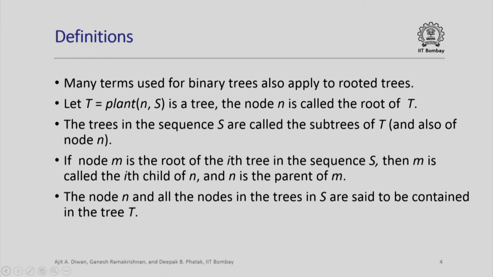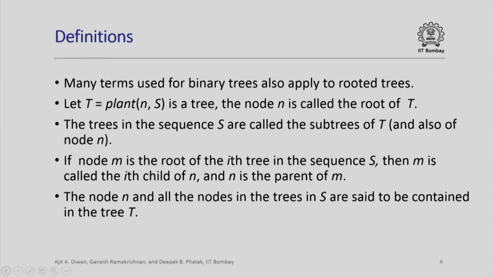So if you have a tree which is plant n comma S, the node n is called the root of the tree. The trees in the sequence S are also rooted trees. They are called the subtrees of T and also of the node n. Now in this case, a node can have any number of subtrees because S is a sequence. It can contain any number of elements. An element of the sequence S is a rooted tree. So there can be any number of subtrees for a node.